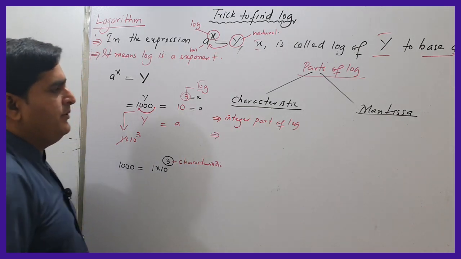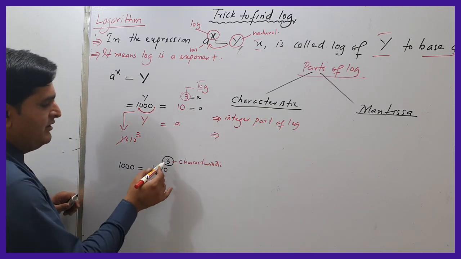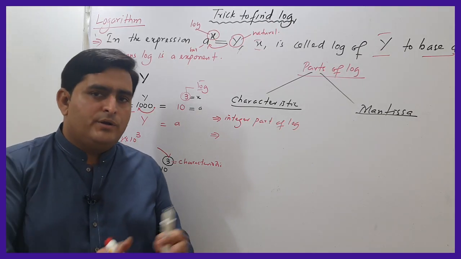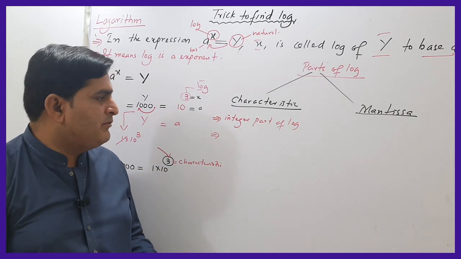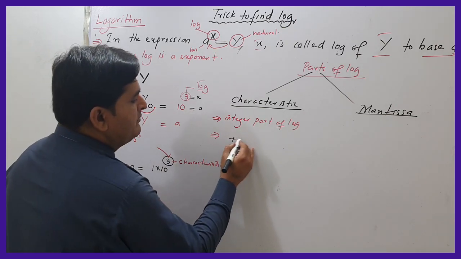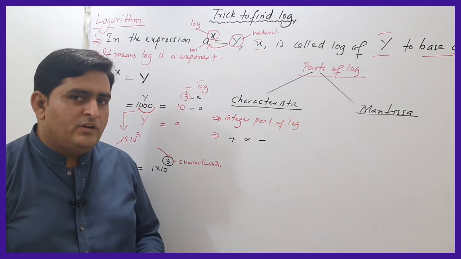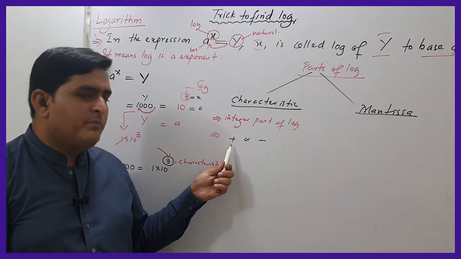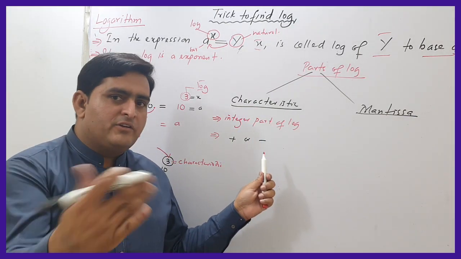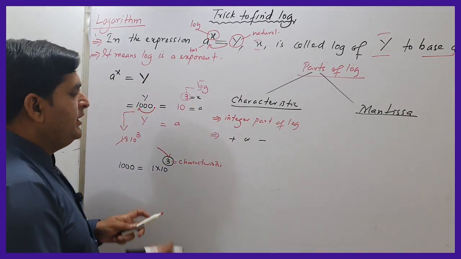So what is characteristic? Characteristic is the exponent of the natural number. We convert the natural number into an exponential number, and whatever the power is, that will be the characteristic. It could be positive or negative. We know that if the decimal is shifted towards the left, the exponent will be positive, so the characteristic will be positive. If the decimal is shifted towards the right side, the exponent will be negative and the characteristic will be negative.